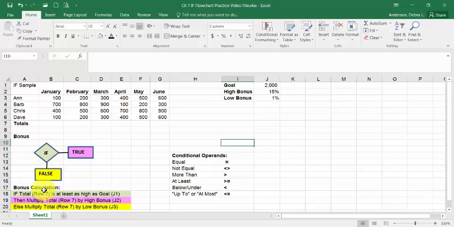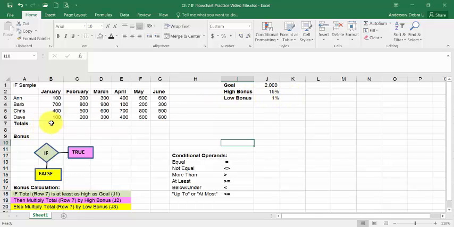I color coded these. So green is the question. This is called a flowchart. This is a decision diamond. If the total in row 7, which hasn't been calculated yet, is at least as high as goal in J1, that's my question. If the answer is true, I multiply the total in row 7 by high bonus in J2. If the answer is false, I multiply the total in row 7 by low bonus in J3.